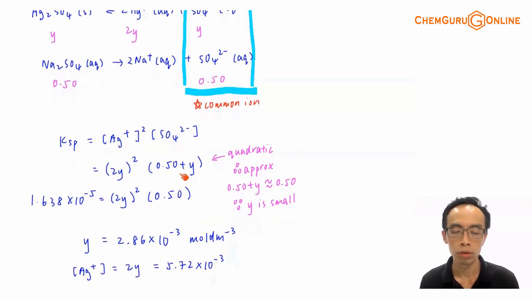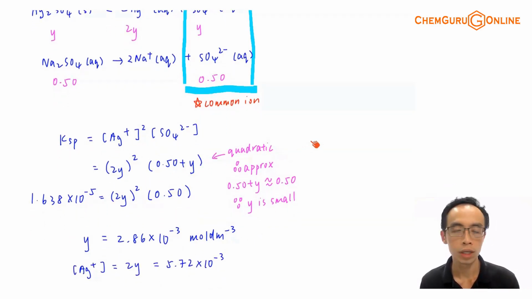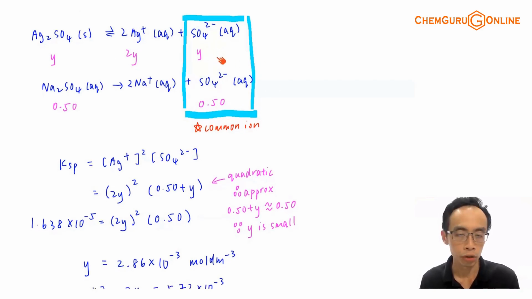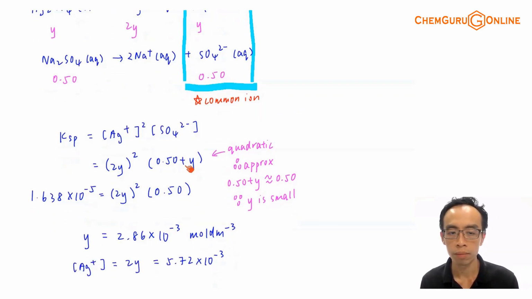The next thing we notice is this equation is a quadratic equation. In syllabus, we do not solve quadratic equations. When we see a quadratic equation, instinctively we have to impose an approximation. The approximation is fairly simple. Since this is a sparingly soluble salt, the sulfate from its dissociation is not important. y is a very small value, so we assume that all the sulfate comes from the fully soluble salt. 0.5 plus y will be roughly equal to 0.5.